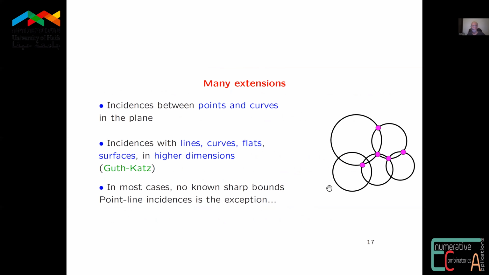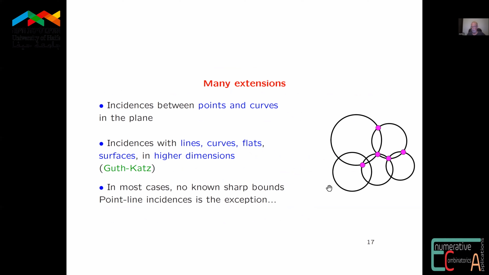We talked about points and lines, but we can talk about incidences between points and circles, or of general curves in the plane. We can go to higher dimensions and talk about incidences between points and lines, which is the Guth-Katz setup in 3 dimensions. But we can also talk about planes, hyperplanes, surfaces, whatever.